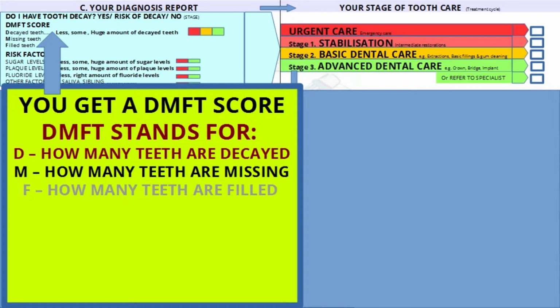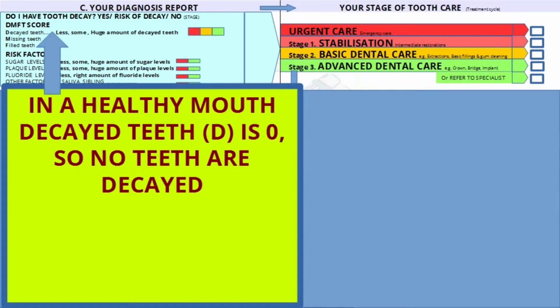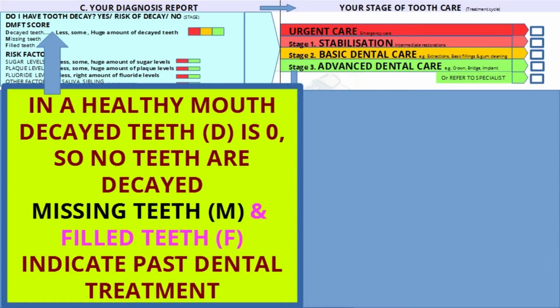DMFT stands for D, how many teeth are decayed; M, how many teeth are missing; F, how many teeth are filled. In a healthy mouth, decayed teeth, D is 0, so no teeth are decayed. Missing teeth M, and filled teeth F, indicate past dental treatment.